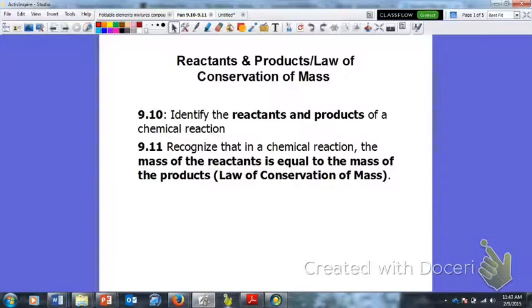For our next fun sheet, it will be about reactants and products and the law of conservation of mass. Standard 9.10 reads, identify the reactants and products of a chemical reaction. 9.11, recognize that in a chemical reaction, the mass of the reactants is equal to the mass of the products. This is known as the law of conservation of mass. So what we need to do, apparently, is make sure that we understand and remember what a chemical reaction actually is.